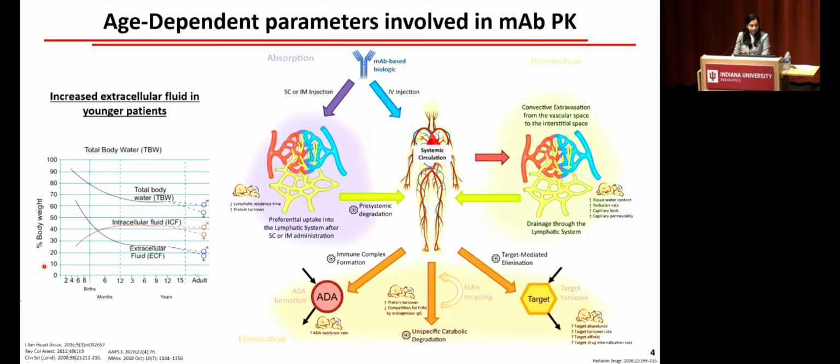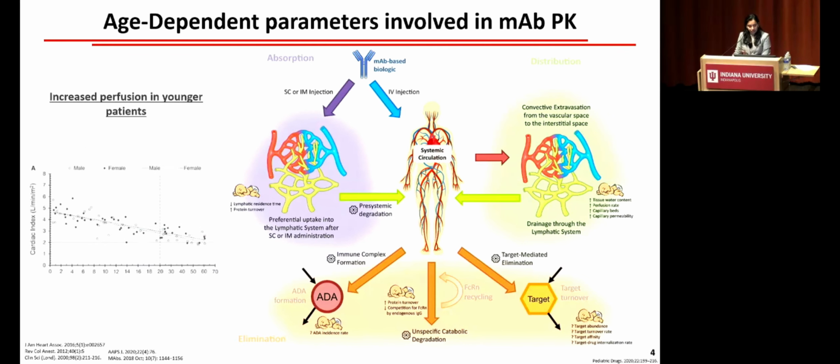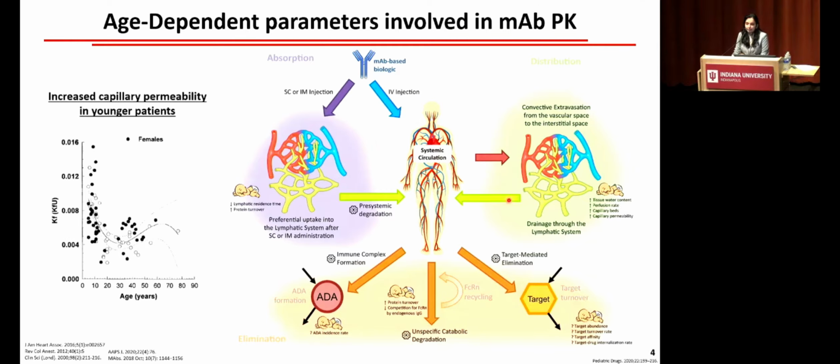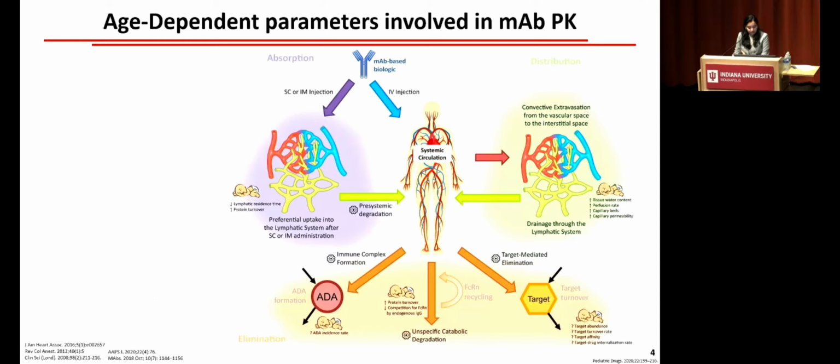Studies have shown that pediatric patients have much higher per kg tissue water content as compared to adult patients. Similarly, the perfusion rate would impact how much antibody is distributed into the tissues, and studies have shown that pediatric patients have a higher perfusion rate as compared to adult patients. We also know that increased capillary permeability could lead to a higher distribution in pediatric patients, and up to 4-fold higher capillary permeability exists in infants and neonates as compared to adults.